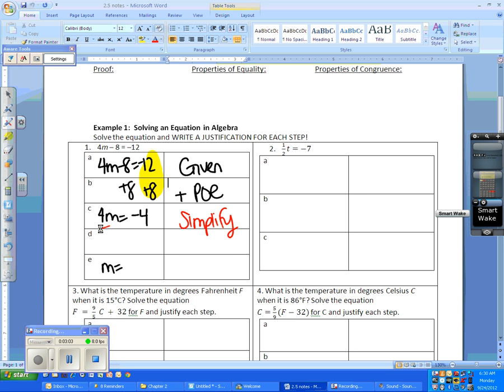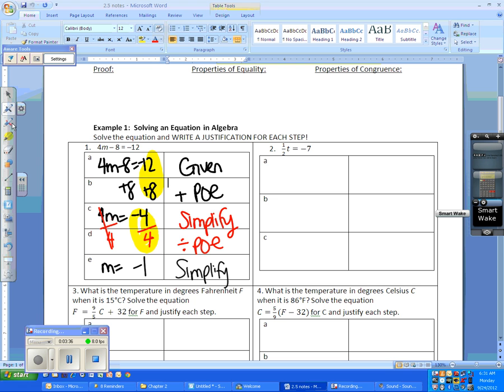Okay, and then the next thing I'm going to do is divide both sides by 4. Since I'm dividing both sides by 4, I'm doing something to both sides. That's called division PO. And now I'm actually going to do my math. Negative 4 divided by 4, that's negative 1. Since I was doing math, that's called simplify. So the difference between simplify and addition, multiplication, division PO is if you're actually doing something to both sides, that's a PO. Like I added 8 to both sides, that's addition PO. Since I was just dividing 4 over here, that's called simplify.